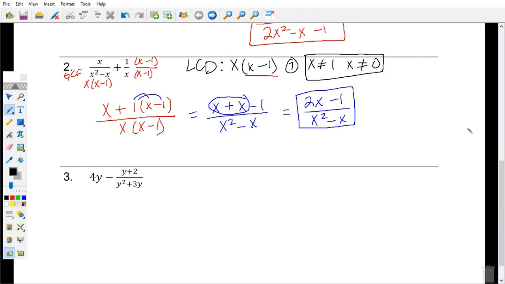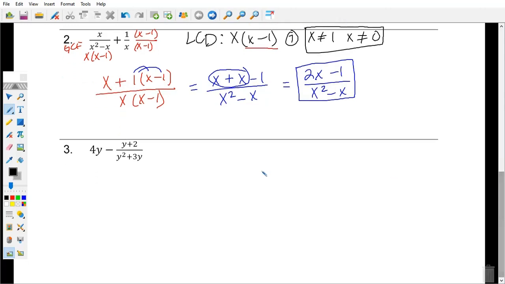Okay. Our last example is when one fraction does not have a denominator. Well, what do you do? You put it over 1. When you don't have a denominator, Casper the Friendly One pops out. And now does it have a denominator? Yes, it does. When that happens, your LCD is just going to be the only denominator that's present. And the only denominator that's present is y squared plus 3y.